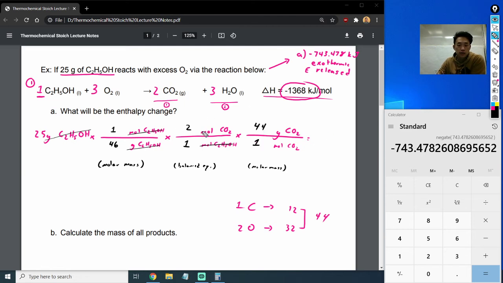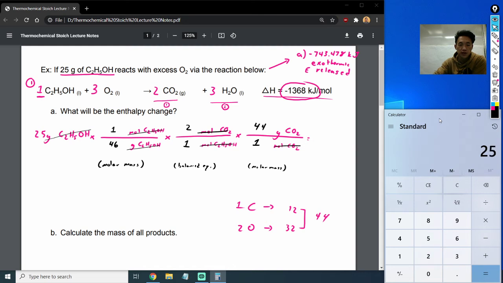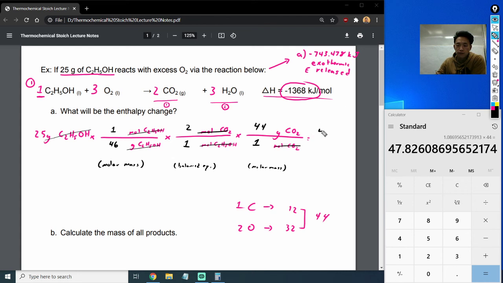And then from there, we can cancel out the moles, and then we can just plug and chug this into our calculator. So tops divided by bottoms. So we start with 25. We divide it by 46. And then we multiply that by 2 on the top, multiply that by 44, and then we're going to get a final answer of 47.826 grams of CO2. So this is going to be the first product. Okay? So the first product is 47.826 grams of CO2.